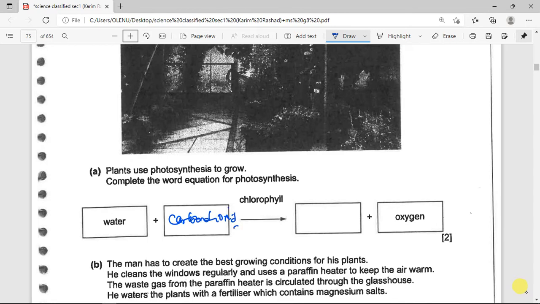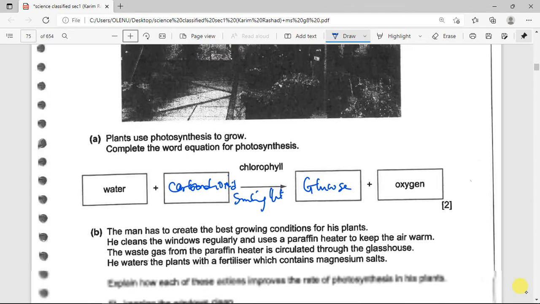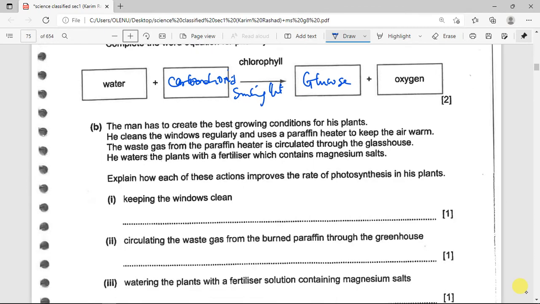in the presence of chlorophyll and sunlight will give you glucose and oxygen. Now, the man has to create the best growing condition for his plant. He cleans the windows regularly and uses a paraffin heater to keep the air warm.